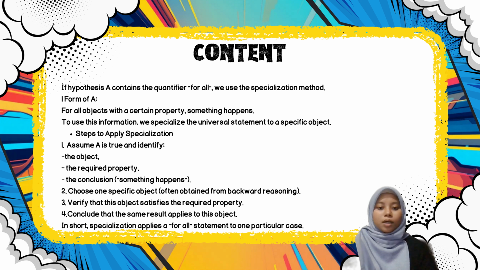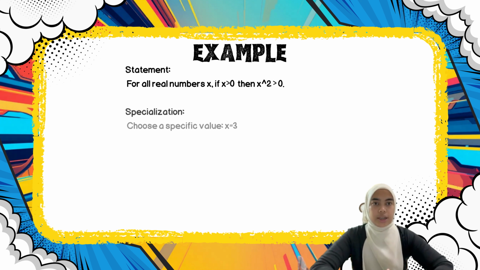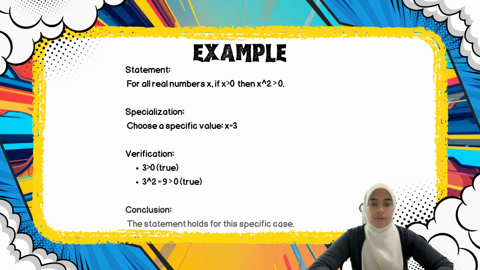In short, specialization applies a statement about all cases to one particular case. For example, take the statement: for all real numbers x, if x is more than 0, then x squared is more than 0. For the specialization, choose a specific value like x equals 3. 3 is more than 0 is true, and 3 squared equals 9, which is more than 0, also true. So the conclusion is that the statement holds for this specific case.